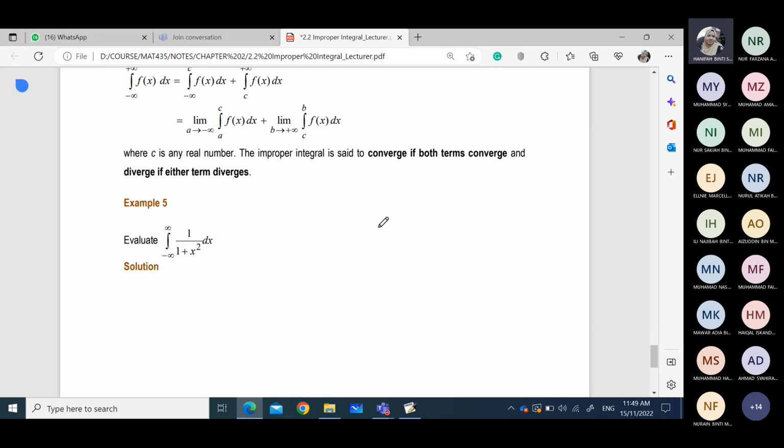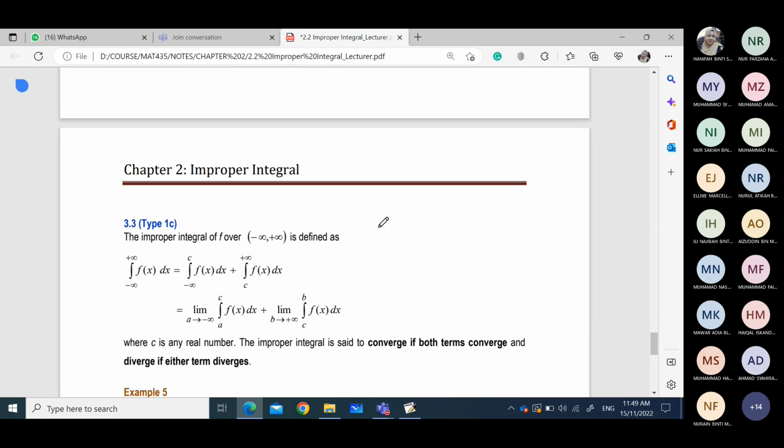Okay, this one is type 1c. Right, so type 1c involves negative infinity to infinity. If we have this kind of problem, what we need to do here is split it into 2 terms. The first term involves negative infinity, and the second term involves positive infinity. For c, you can take any real number. Katakan you nak ambil c equal to 0 pun boleh.